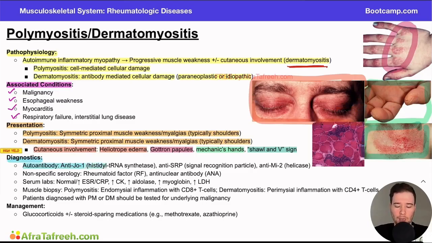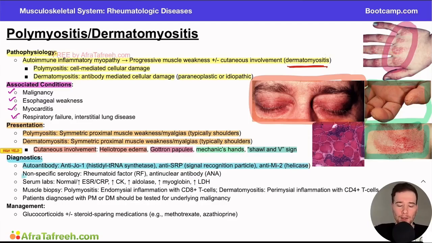Now, when we think about our diagnostics here, the key autoantibodies I want you to know are the anti-Jo1 antibody, also called the histidyl tRNA synthetase, anti-SRP or signal recognition particle, and the anti-Mi2 or helicase molecule. Because sometimes they will give you a very classic presentation of dermatomyositis, and they'll ask you which of the following antibodies is associated with it. So at this level, you need to have these associations, and this is where our spaced repetition or our memory aids can be really useful for keeping these in mind.